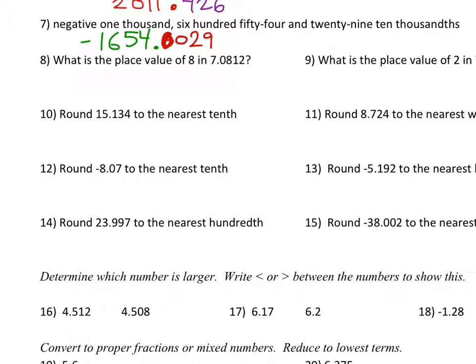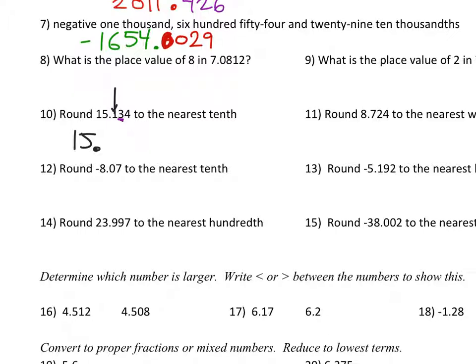All right, let's look at number 10. We have this big decimal. It says to round to the nearest tenth. That's this place value. So we know we're going to have 15 point something. And to figure out what that value will be, we got to look to the number to its right, which in this case is 3.